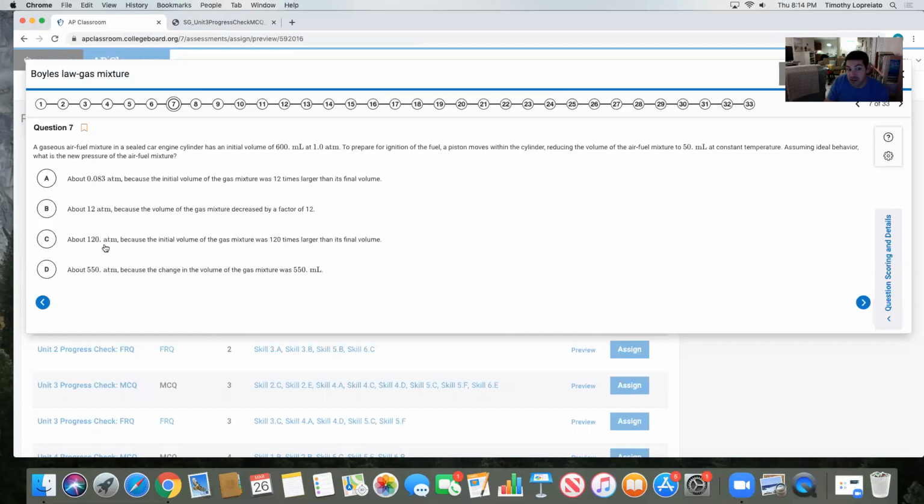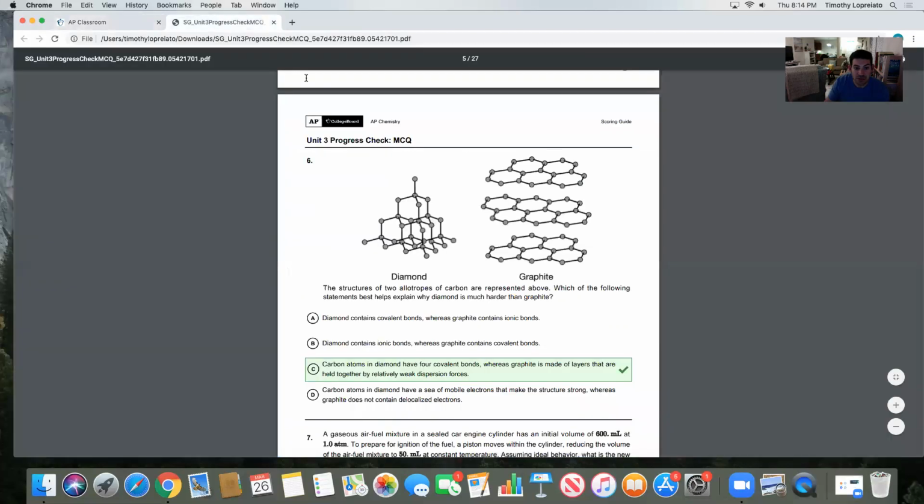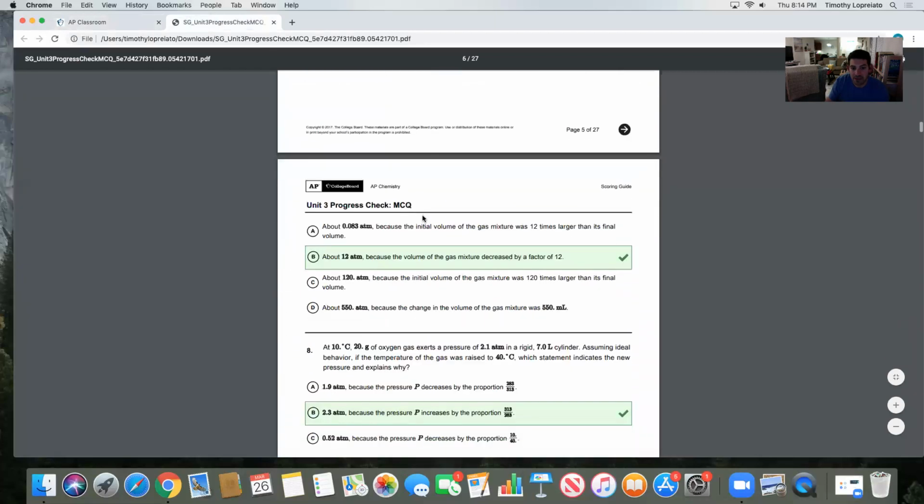About 120 atm. That's, I think, a bit too large. About 550. All right, choice B, about 12 atm, because the volume of the gas mixture decreased by a factor of 12. So volume decreases by 12, pressure increases by 12. Let's double check question 7. All right, 12 atm. Wahoo!